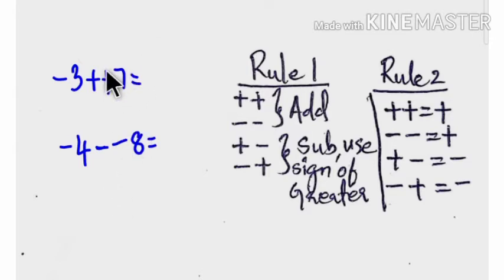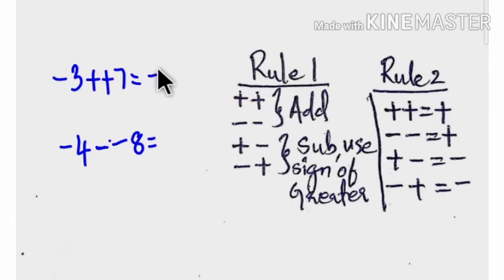Okay, so this is another type from the integers. Here you can see two signs between the digits: positive, positive, here negative, negative. So actually this is multiplication. Minus 3 positive into, here positive into positive, here negative into negative. So we should use rule 2 in between these two signs.